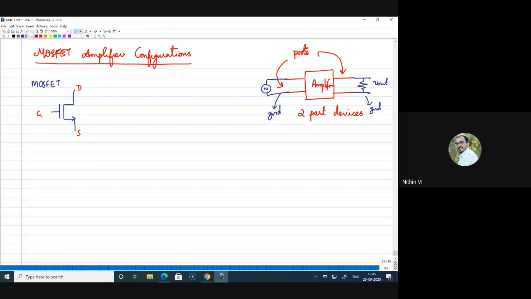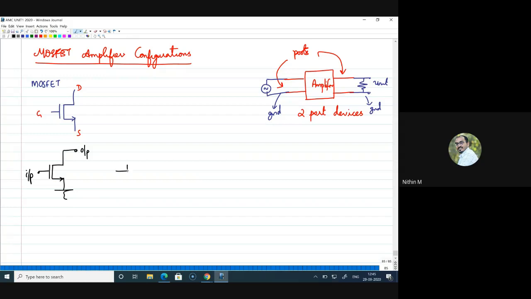So if I have a 3-terminal device, the possible combinations I will just draw. One is I can connect the input here to the gate. I can take output from drain. I can keep the source terminal as common, or the source terminal as ground. This is one combination, if you provide input to gate, output from drain, and source is kept common, right?